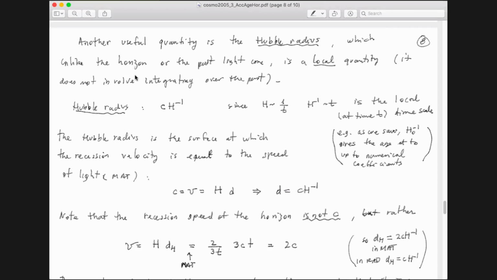Okay, so now this H is a local quantity because H is a dot by a. It depends on the expansion of the universe at a given time. It is not an integral, so it does not involve any integrating out. But whereas the horizon is an integral. So H tells you CH inverse.